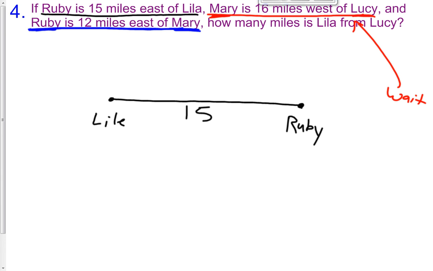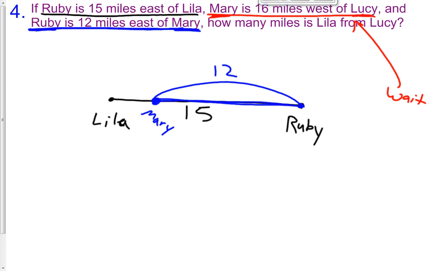So here's Ruby again. And she's 12 miles east of Mary. So that means Mary must be over here somewhere. Because from Lila to Ruby is 15. This should be an A here. That distance is 15. So that means from Ruby to Mary, this distance right here is 12. And where this blue dot is, that person is Mary.